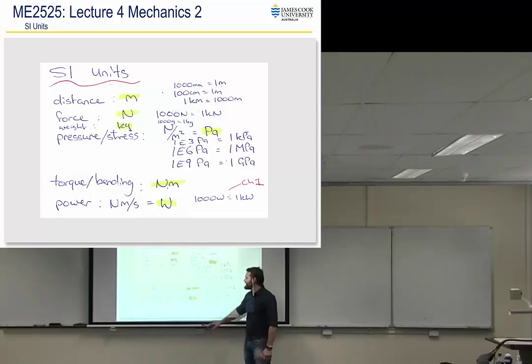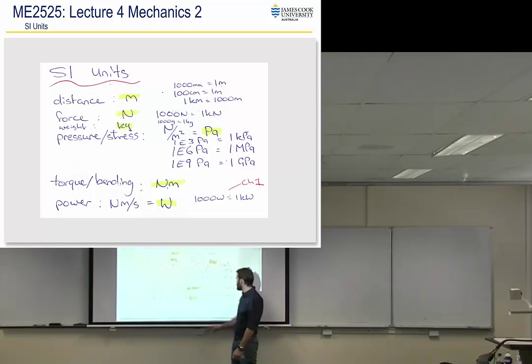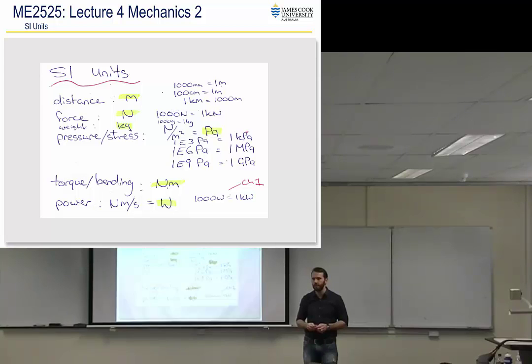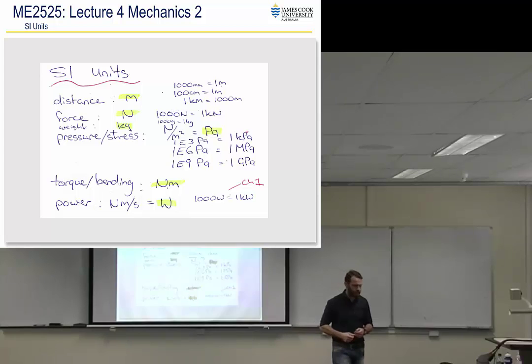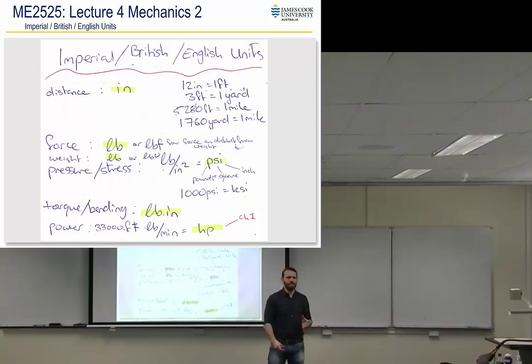Torque and bending is always in newton meters, and power is in newton meters per second. That's one that people haven't had as much familiarity with, power. So a watt is a newton meter per second, and 1,000 watts is a kilowatt. Chapter 1 goes through power pretty effectively in our textbook. And so if power scares you, we will be doing power when we do gear trains. If power scares you, please read that chapter and be up to speed with it. Alright, so that stuff obviously everyone's across. These are the units that we're going to be working in. English units, also called imperial, also called British units.